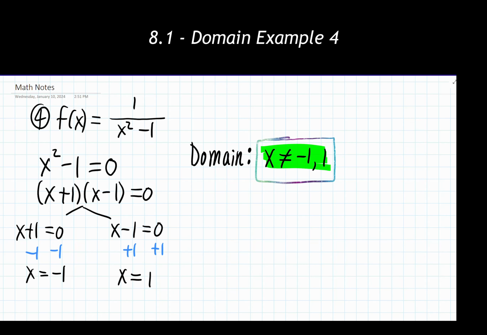I've gotten the question from time to time, so I just want to make a quick note of this here. It shouldn't matter which order you list your final answers. Some people prefer the negative first, some people prefer the positive first. As long as you have them all listed out, separated with commas, you should be good to go. But those are our 4 examples for finding the domain of rational functions.